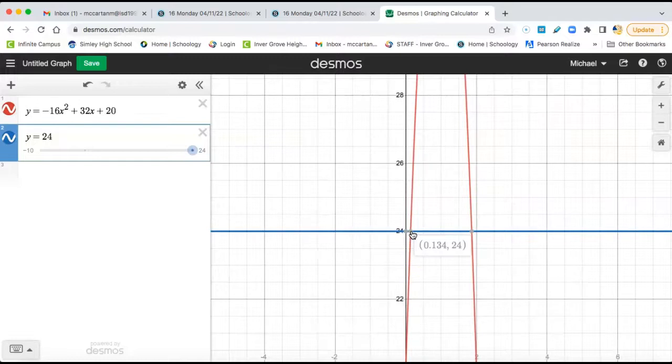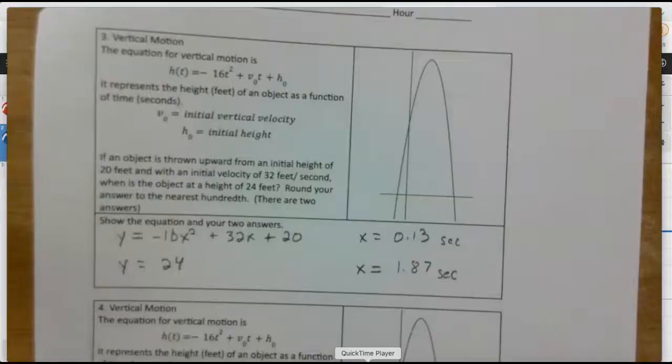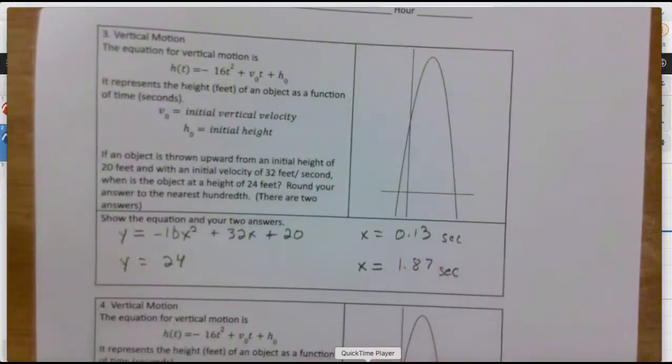First one is 0.13. The next one is 1.87 seconds. All right. So I wrote that right in here.